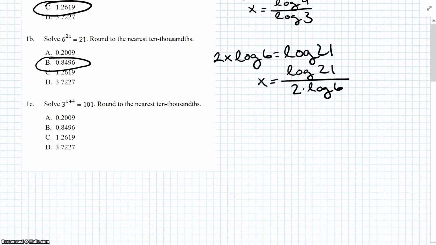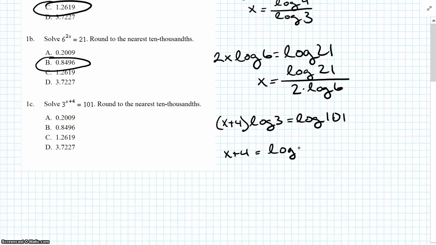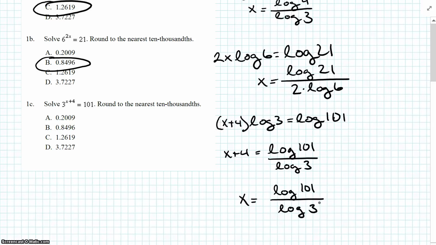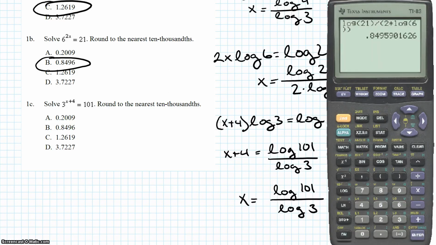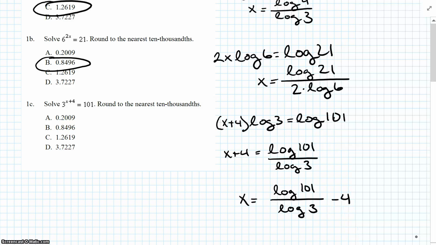All right. Solve 3 to the x plus 4 power equals 101. Looking at what we know, we can say x plus 4 times the log of 3 equals the log of 101. So x plus 4 equals log 101 divided by log of 3. So x is going to equal the log of 101 divided by the log of 3 minus 4. So I got the log of 101 divided by the log of 3, hit enter, and now we're going to subtract 4. I got 0.2009. So the answer would be A.